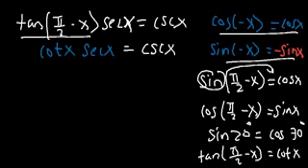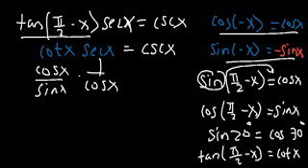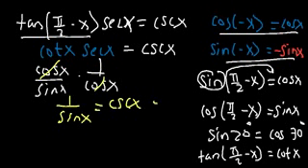Now let's replace cotangent x with cosine over sine. And secant, we're going to replace it with 1 over cosine. So the cosines cancel. 1 over sine is cosecant, which equals that.